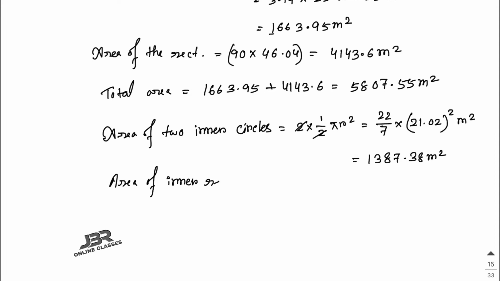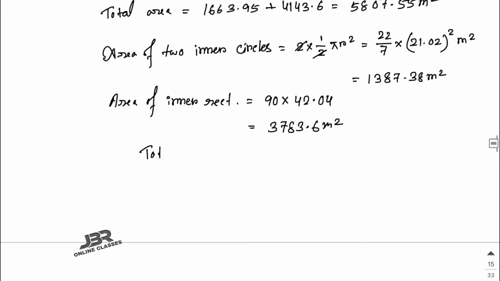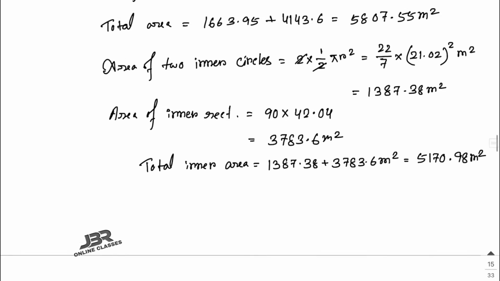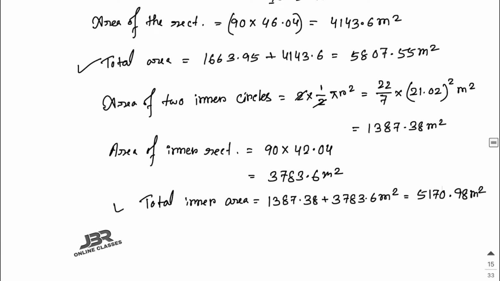Next you have to find the area of the inner rectangle. The first one was outer, so here the inner rectangle has breadth 42.04, so it equals 3783.6 meter square. Now the total inner area equals 1387.38 plus 3783.6 meter square, so it's 5170.98 meter square. So that is the outer one and that is the inner one.